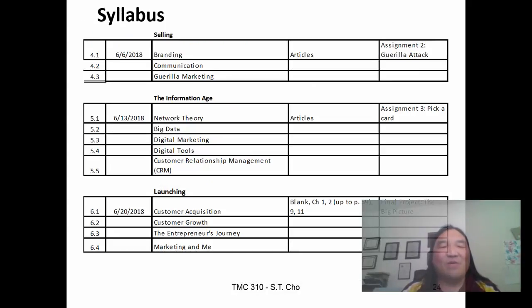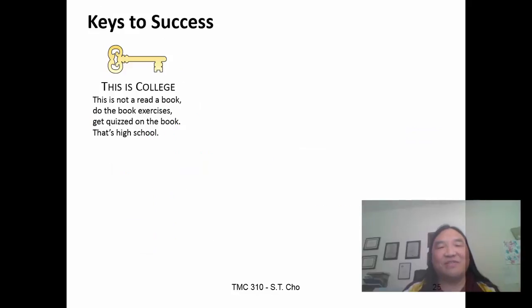The latter half of the last 3 modules of the class, we start getting to modern marketing and digital, and that's based on selling. And so we'll talk about branding, which is very important. It's also one of those topics that people abuse because they actually don't know what it is. We'll talk about the information age. Talk about network theory and big data, which drives this age, and then launching, and talk specifically about how this applies to entrepreneurship and actually yourself. And so the next part, I'll talk about what are the keys to success.